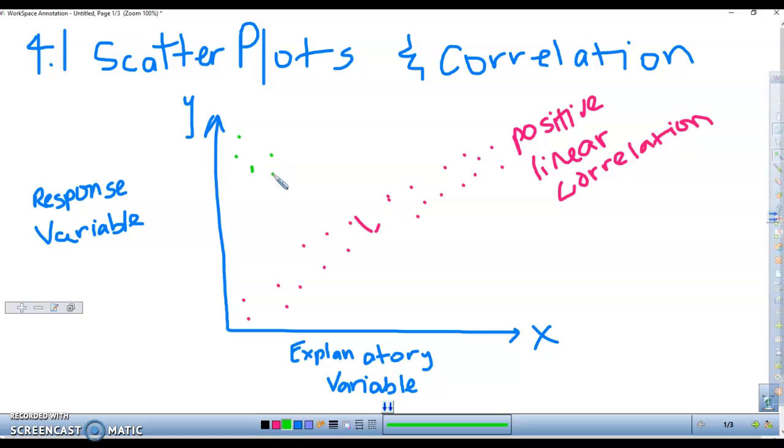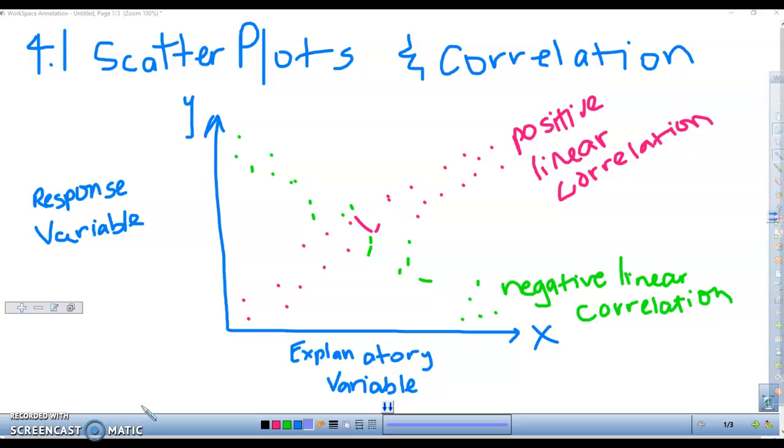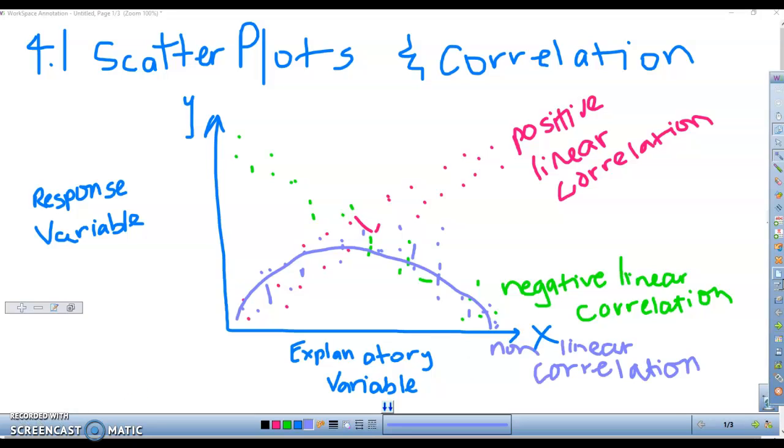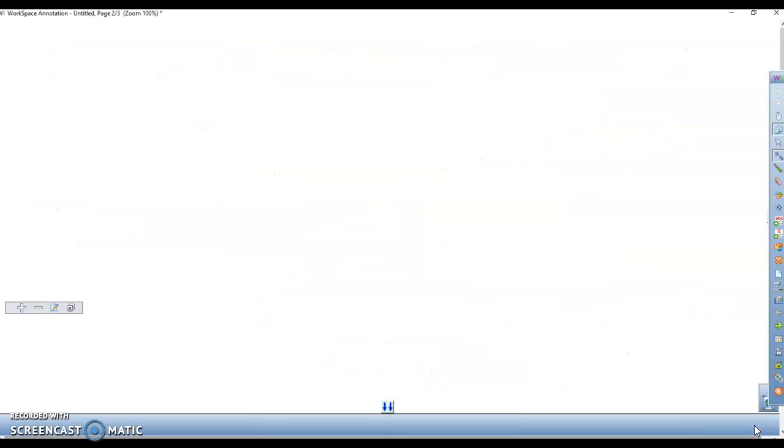On the other hand, if I have little dots moving in a downwards type trend, we would call that negative linear correlation. The key here being linear correlation can exist. It does not have to exist. We might have these purple dots that go more like this, where it has that more quadratic shape. It could be cubic or any of those other kind of graphs you've learned about in previous math classes, but these would be examples of nonlinear correlation. And of course, there's one other type of correlation we want to mention.